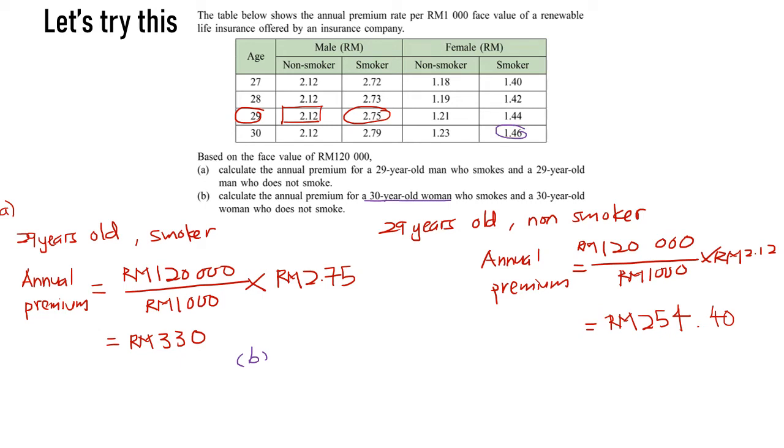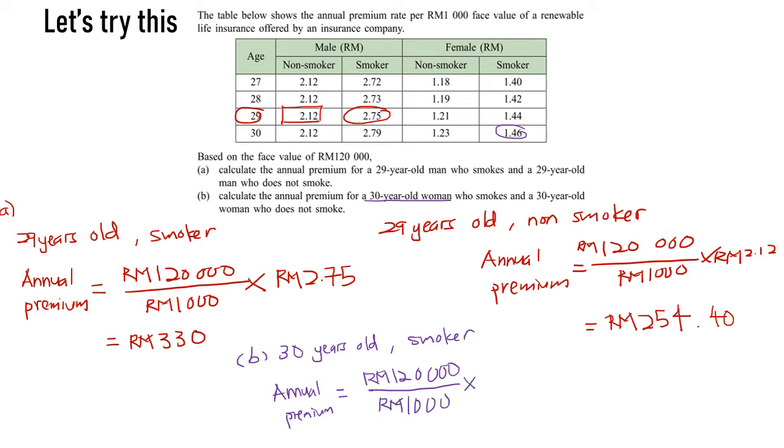So 30 years old who smokes, the rate is 1 ringgit 49 cents. So for the 30 years old smoker, the annual premium is equal to, again, the total insurance that they want to buy is 120,000 ringgit Malaysia. So now the rate that she needs to pay is 1 ringgit 46 cent.